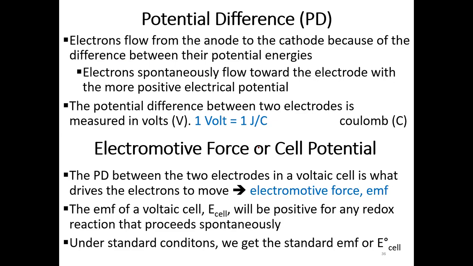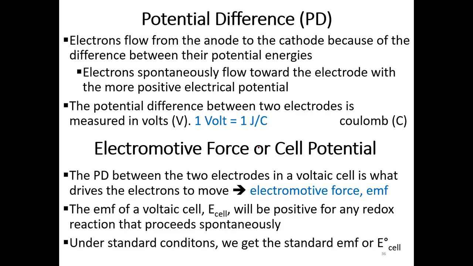That's spontaneous. You all have already discussed the spontaneity of the reactions. Again, electrons spontaneously flow towards the electrode with the more positive electrical potential. So when we're talking about the electrical potential of the anode and the cathode, we're talking about the copper and silver, the metal rods hanging in the solution. So what is the potential?